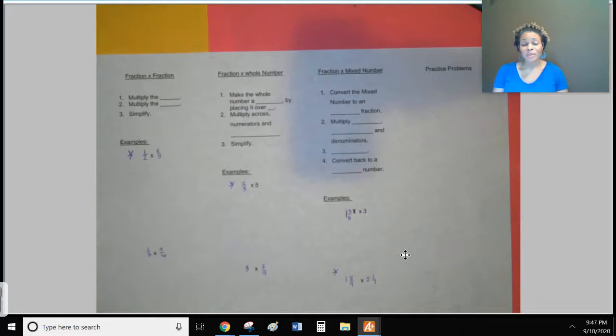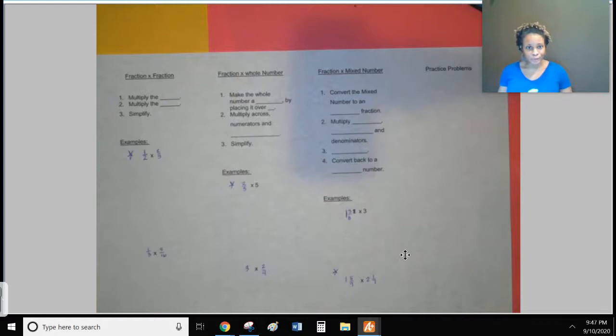Last time we looked at multiplying fractions using area models. This time we want to look at multiplying fractions using the algorithm. Well, there's more than one type of fraction problem you can have. So let's jump into what those ways are. You could have a fraction times a fraction problem, a fraction times a whole number, or a fraction times a mixed number.